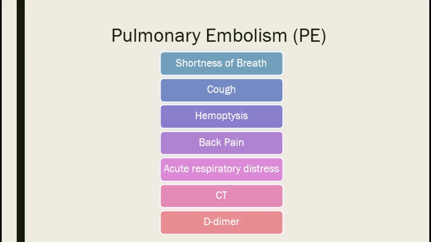They may be experiencing back pain, acute respiratory distress. A CT scan will be performed, so it's important that we get an 18 gauge in the antecubital. That's what's preferred to be able to do that test. And then they'll also do a D-dimer to see if that is elevated.